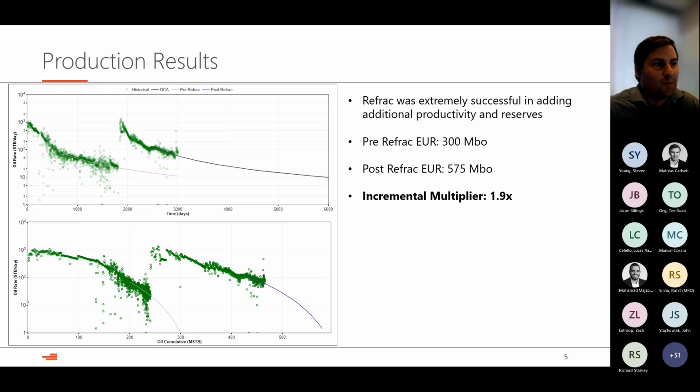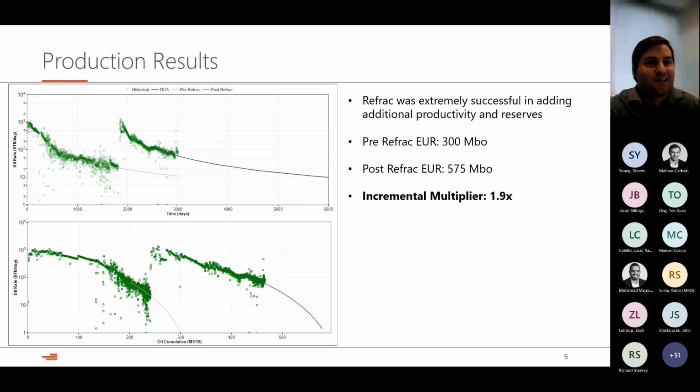So beforehand, from DCA, we have a good amount of data on this particular well. This was a fairly early on refrac, so I feel pretty reasonable just throwing DCA numbers on there that, hey, before the refrac, we were probably in the world of about 300 MBO. Following the refrac, close to doubling our reserves up to 575. So an incremental multiplier on our EUR of about 1.9x. Extremely successful in adding both significant productivity near term, but also accessing a significant amount of new reserves.